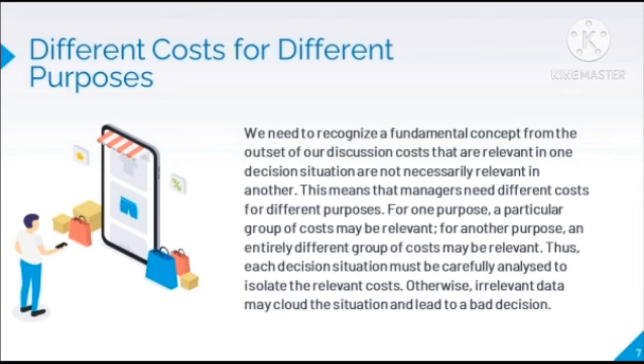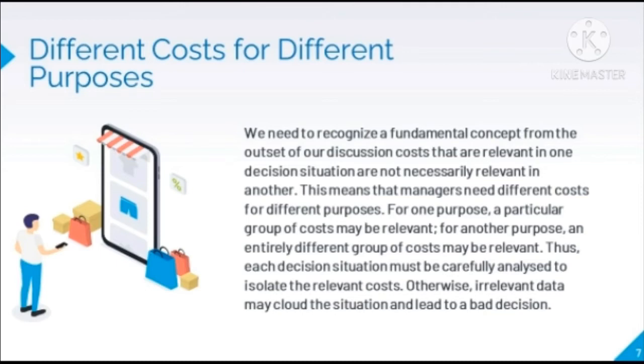In different costs for different purposes, we need to recognize a fundamental concept from the outset of our discussion: costs that are relevant in one decision situation are not necessarily relevant in another. This means that managers need different costs for different purposes. For one purpose, a particular group of costs may be relevant. For another purpose, an entirely different group of costs may be relevant. Thus, each decision situation must be carefully analyzed to isolate the relevant costs. Otherwise, irrelevant data may cloud the situation and lead to a bad decision.